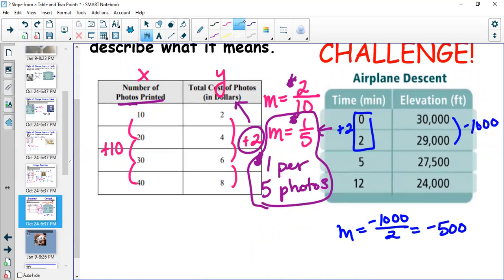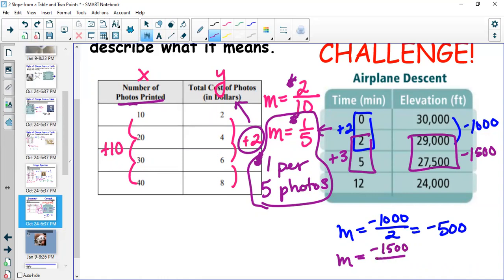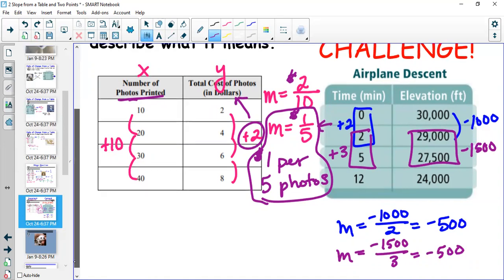But I'm going to show you why this is linear. Let's say I chose not 0 and 2, but 2 and 5. And then I would have chosen 29,000 and 27,500. Well, between 2 and 5, there was a change of 3. Between 29,000 and 27,500, there was a change of negative 1,500. I made my fraction of change in y over change in x, and I simplified it. Guess what? That also simplifies to negative 500.